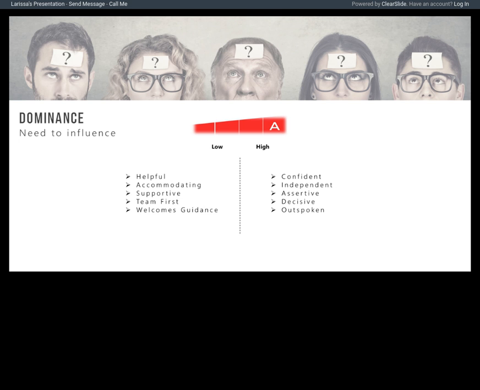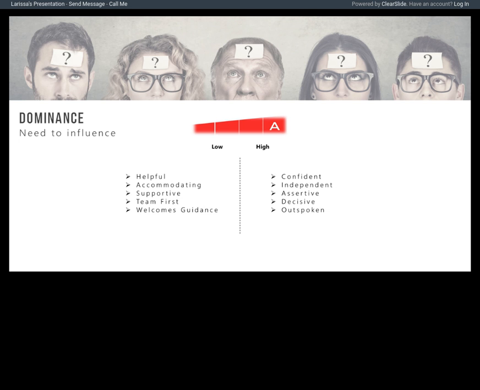On the high side, how this comes out is confident, independent, assertive, decisive, and my favorite one here, outspoken. We get a lot of confusion sometimes that outspoken goes with extroversion. People with high dominance can be pretty talkative. They're really firm in their opinions, and they're really okay sharing them. They're pretty confident in what they have to say. This is also where that autonomy comes in. They're independent. They like to do things, and they like to have a stamp on them. They like to influence things.